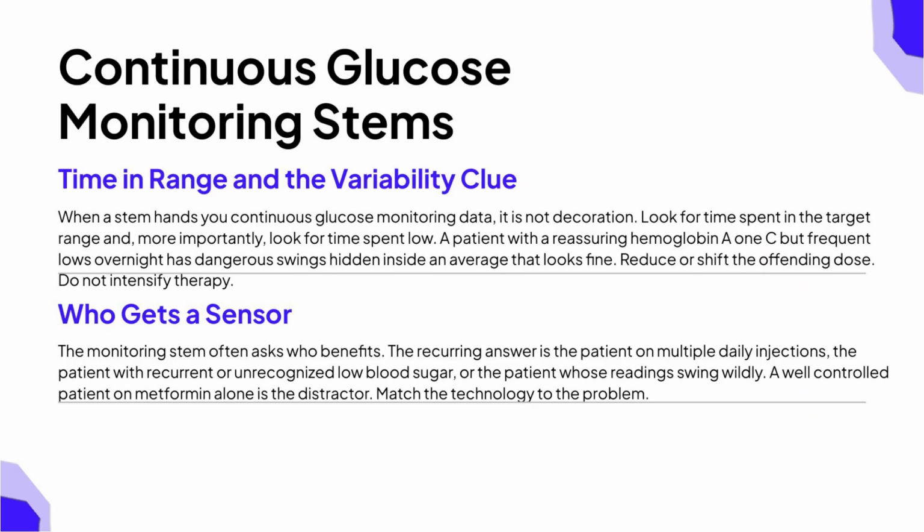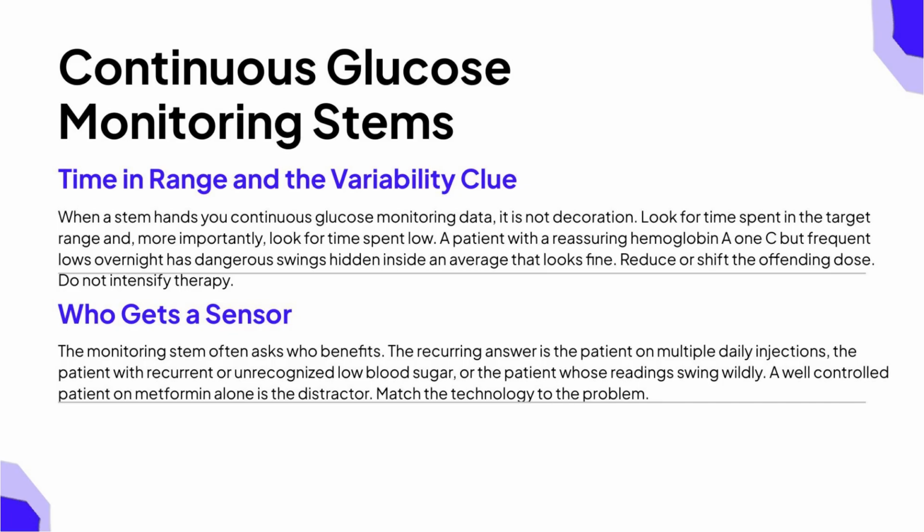Now sensor data. When a STEM hands you continuous glucose monitoring numbers, they're never decoration. They're the answer hiding in plain sight. Look for time in range, then look harder at time spent low. A patient with a reassuring A1C but frequent overnight lows has dangerous swings hidden inside an average that looks fine. In that patient, you reduce or shift the offending dose. You don't intensify.